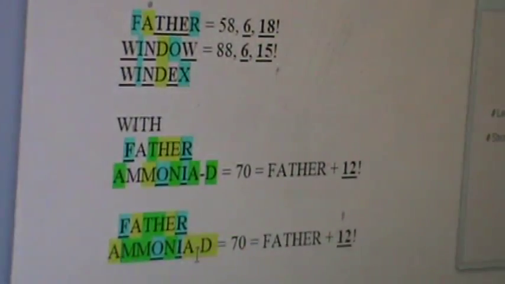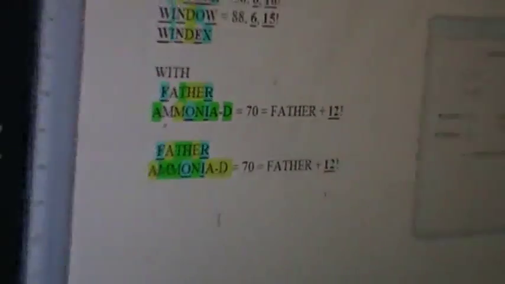Okay. So we hit that one pretty good. All right, so we solved ammonia D in the name of the Father. There you go, so Windex. Sparkling glass, dozens of uses. Sparkling glass.